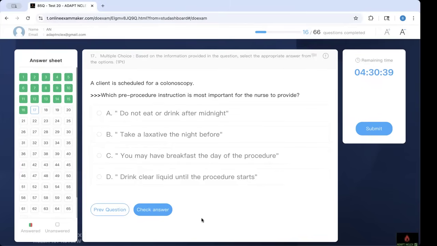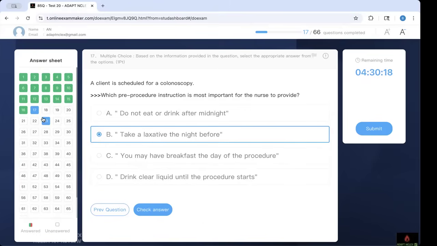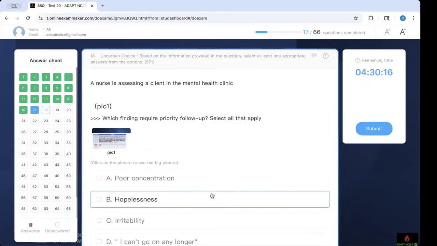Therefore, which pre-procedure instruction is most important to provide? Do not eat or drink anything. Take a laxative the night before. You may have breakfast the day of the procedure. Drink clear liquid until the procedure starts. What do you think? The most important is to clean yourself. Therefore, I will take your laxative the night before so that we can clean ourselves.